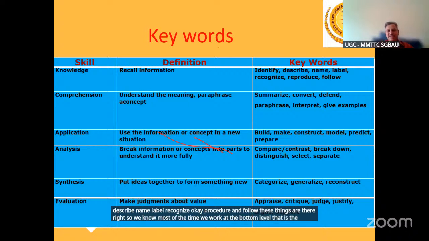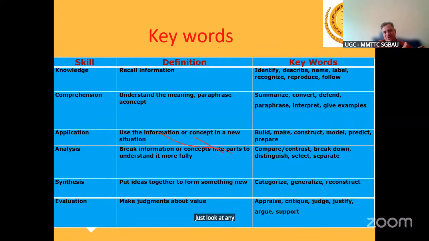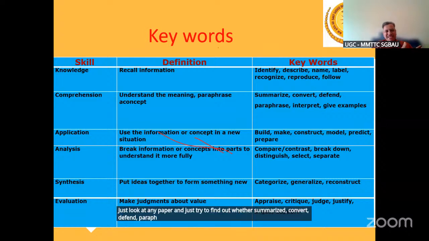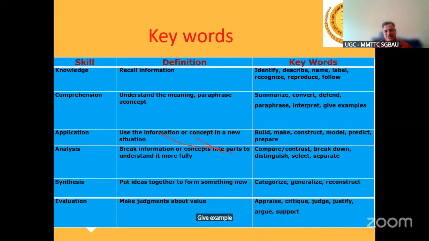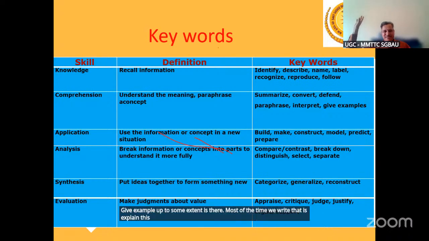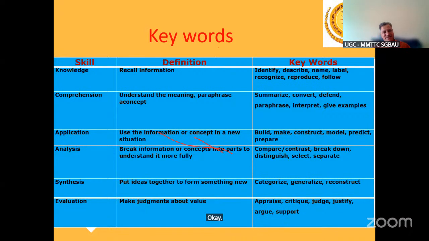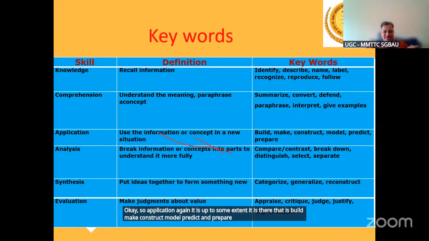When it comes to comprehension, just look at any paper and try to find out whether summarize, convert, defend, paraphrase, interpret, give example are there, up to some extent. Most of the time we write, explain this with the help of some examples, right? Or give examples. So application, again, is up to some extent there. That is build, make, construct, model, predict, and prepare. These words, I don't think they are present as such in our evaluation system.